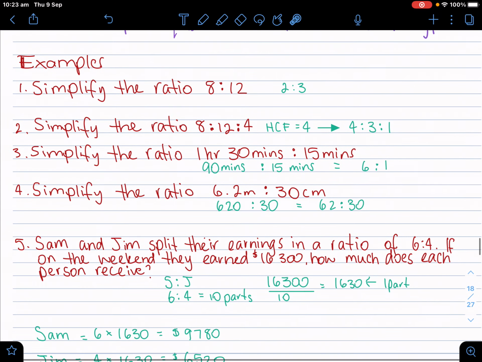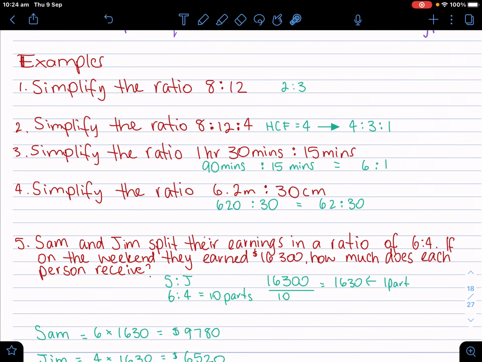I've got here, simplify the ratio 8 to 12. Now, there's two ways of doing this question. If you only have two numbers, the easiest way is to write that as a fraction in the calculator, 8 over 12, and press the equals button, and it will simplify the ratio automatically. You'll get 2 over 3. Or you can find the highest common factor. You always need to simplify ratios to their simplest form.